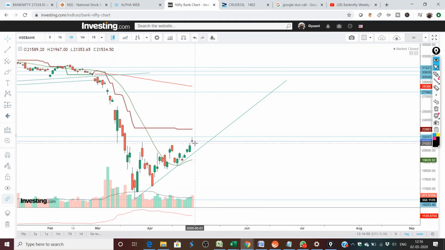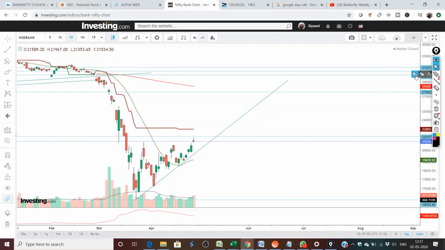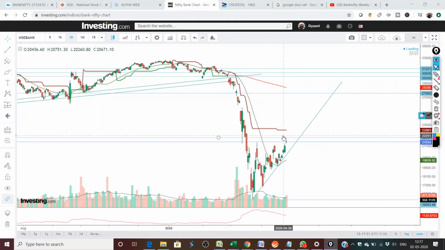As I said, if the market opens gap down, it will take support on this trend line. So this will be your support. This level will be your support. It can take support and it can go up. The first level of resistance will be here. So this is how this is expected to go.